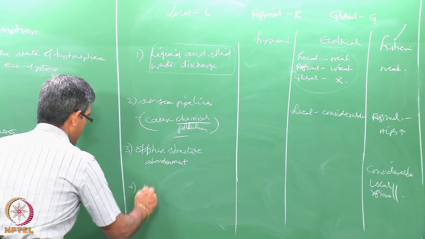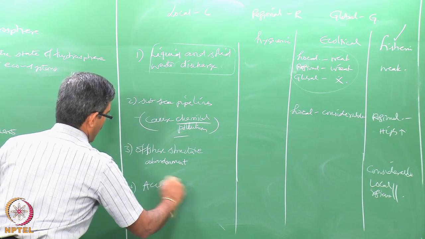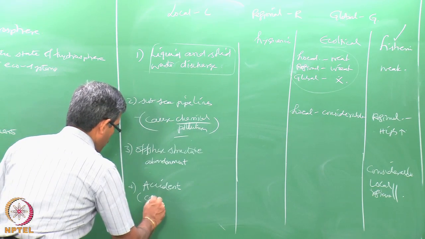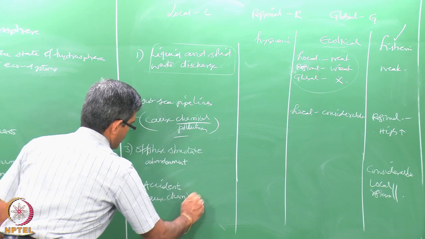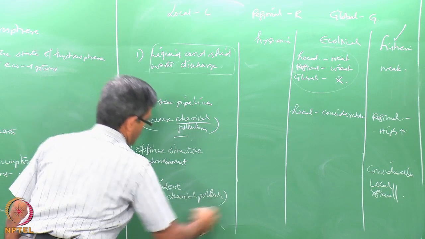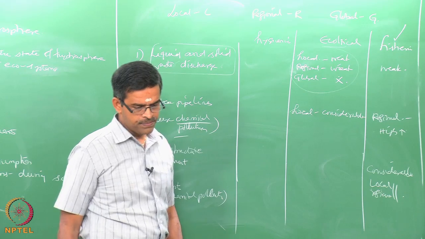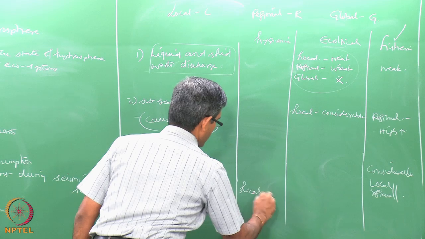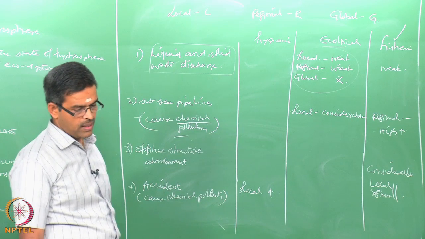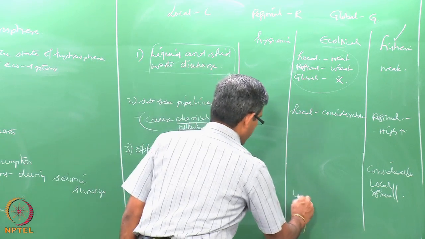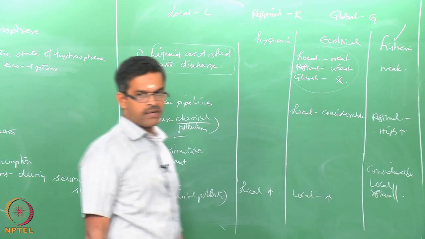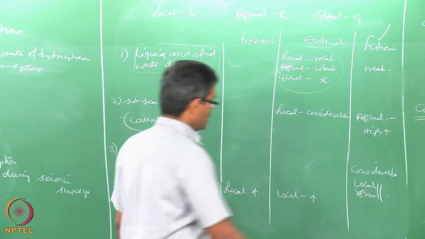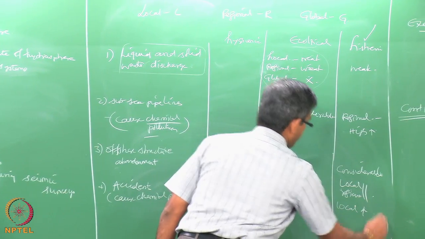The fourth could be accidents, which do happen in oil and gas industries. They also cause chemical pollution. They create a very hygienic impact in the local sector significantly. The ecological disturbance is very high in the local sector, whereas in regional and global they are not represented. And in the fisheries sector, in the local sector, they have a very high impact.